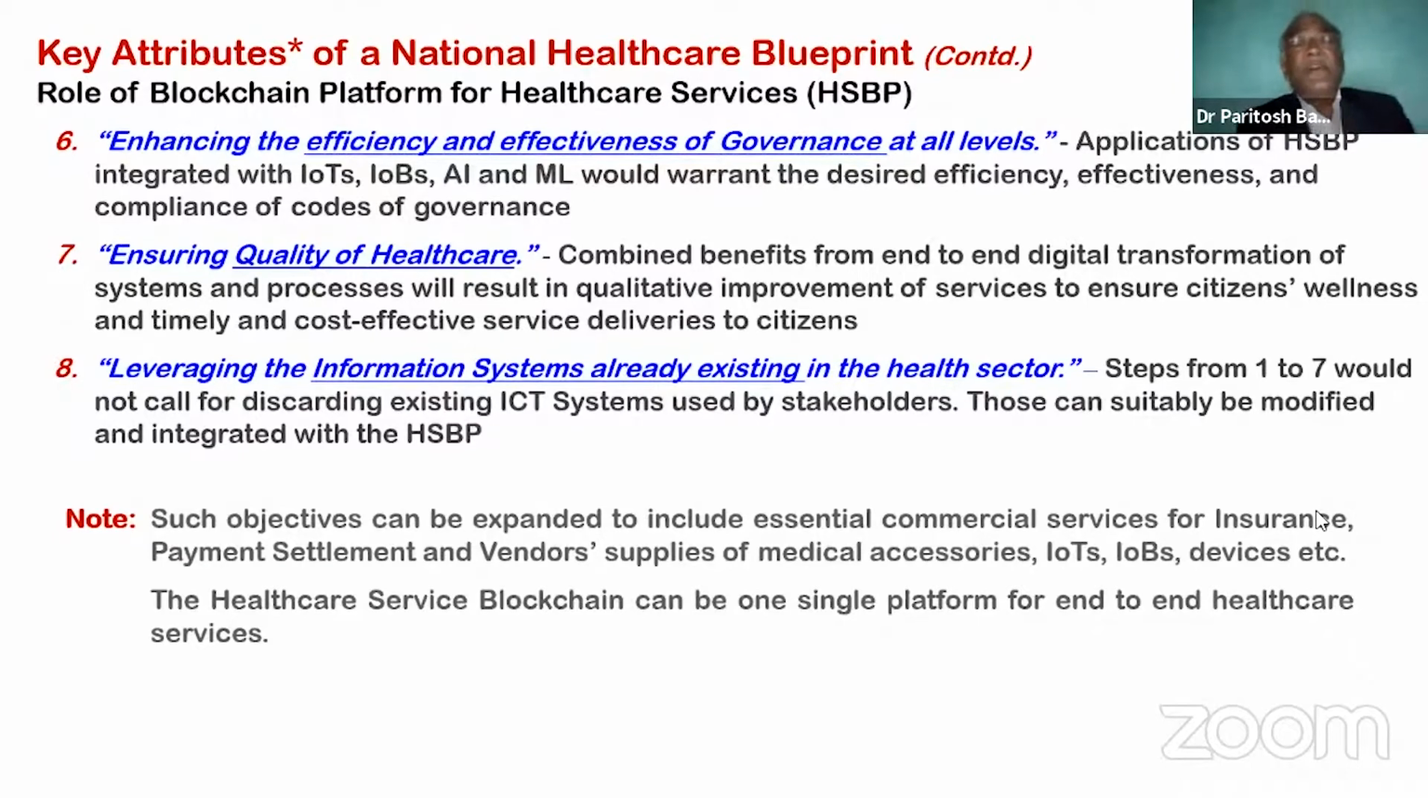Leveraging the information systems already existing in the healthcare sector: there can be a lurking fear that all the healthcare systems which are semi-digital or digital will be made redundant with the proposed healthcare service blockchain platform. My suggestion is no. With suitable APIs, application program interfaces, in all those systems, they can be integrated. Even a doctor's stethoscope can be integrated for seamless collection of data. Definitely, there is absolutely no problem.